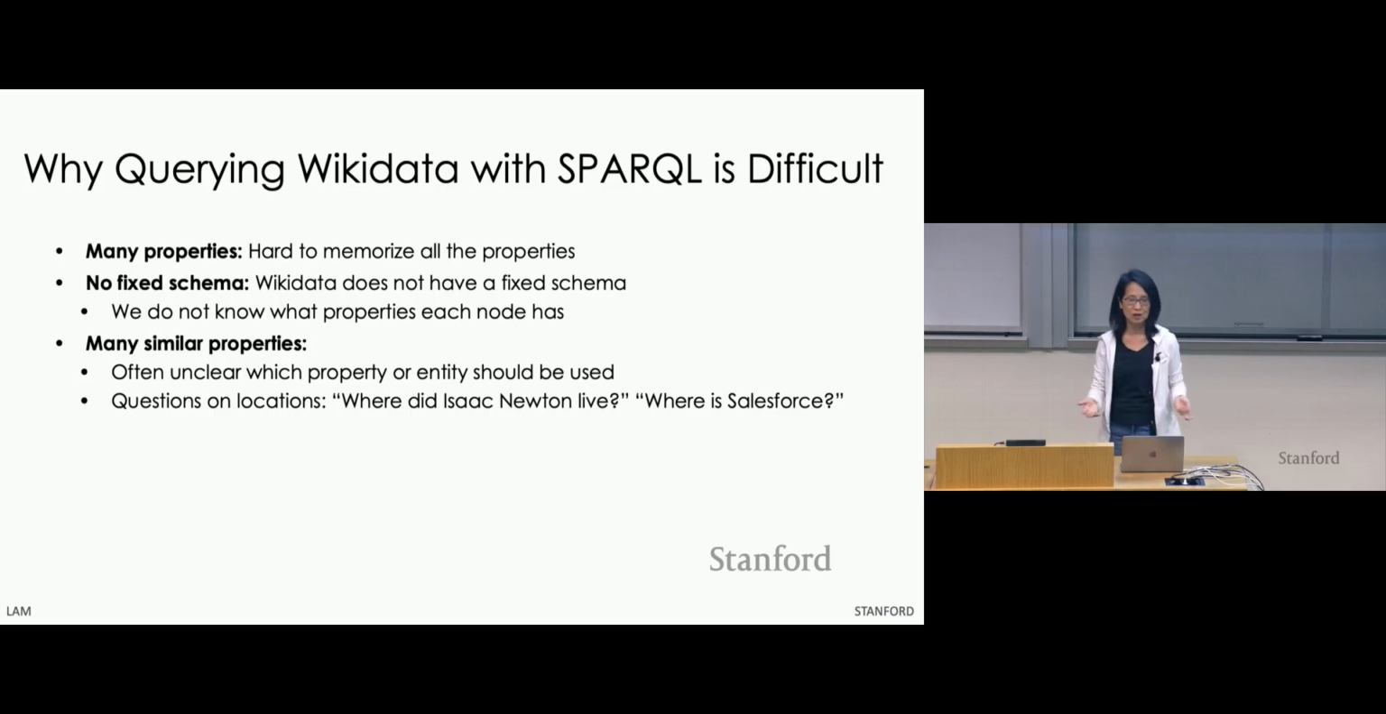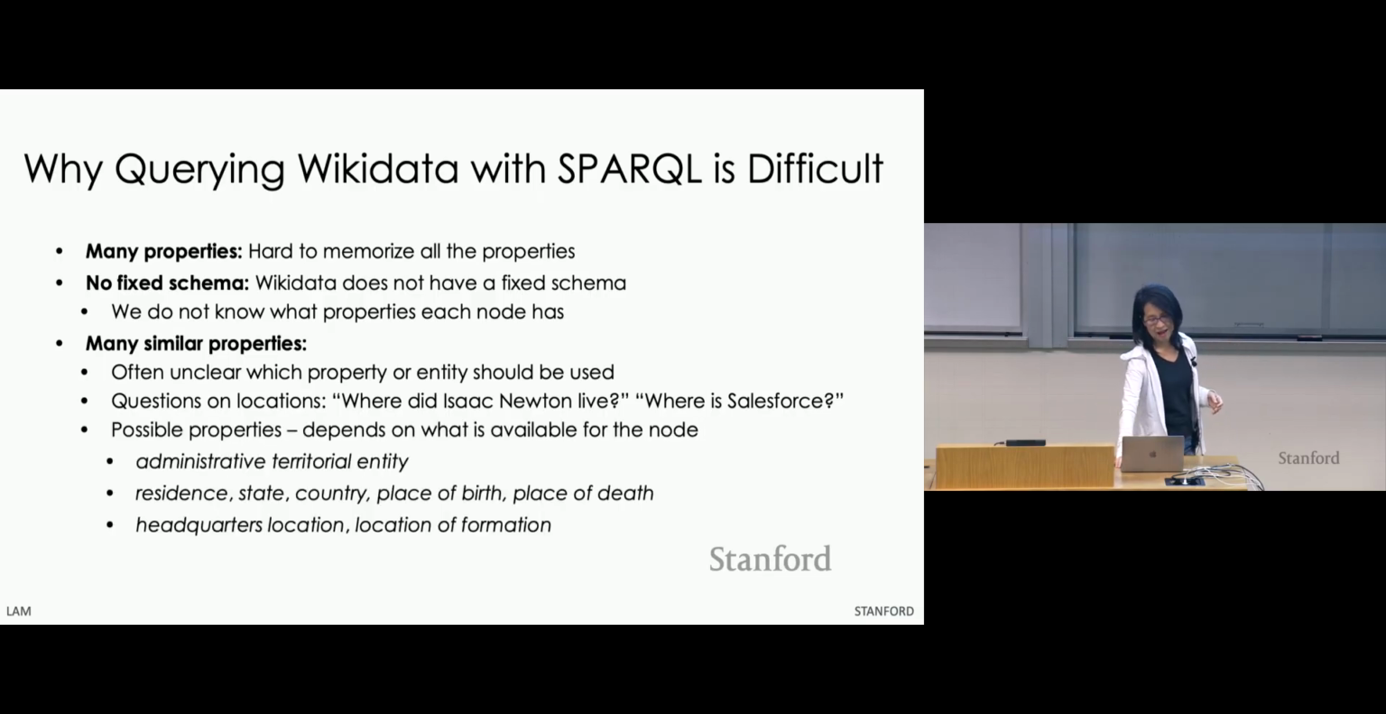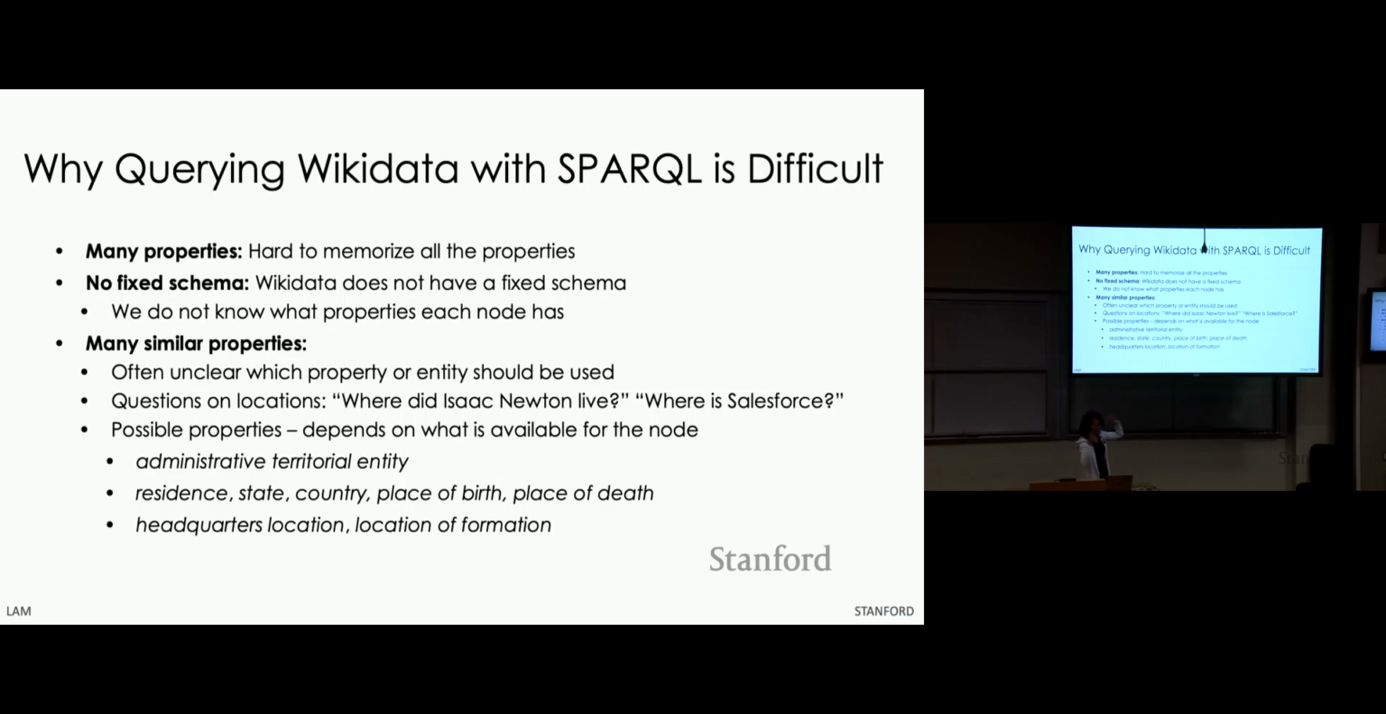Suppose I take a question about a location. Where did Isaac Newton live? Or where is Salesforce? This is just a location. I'm looking for a location. And what properties would you use? There are many, many properties that have to do with locations. And it really depends on what is put into the node. For example, a lot of times they say the administrative territorial entity.